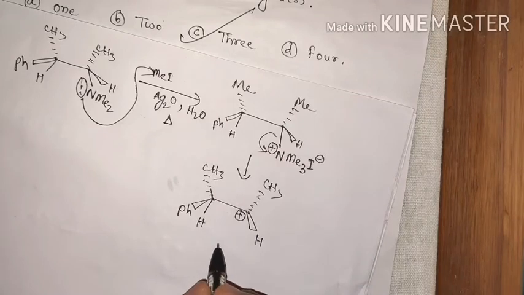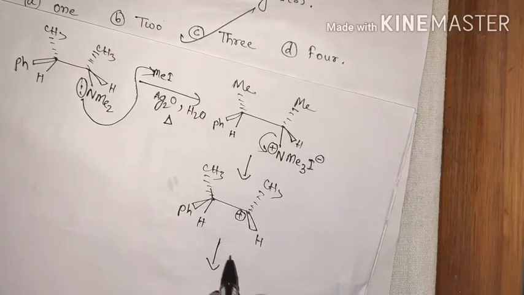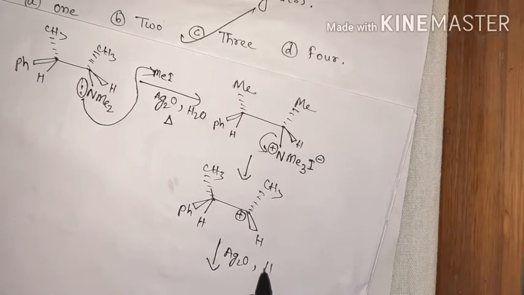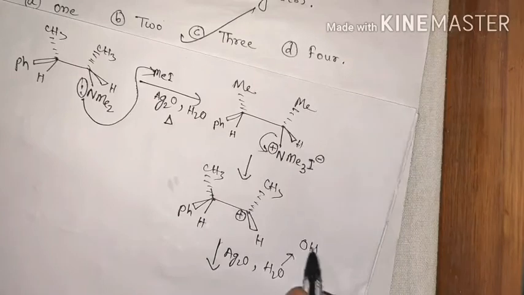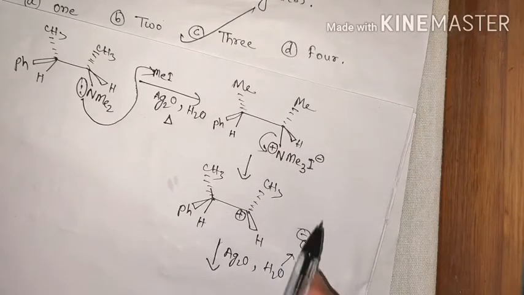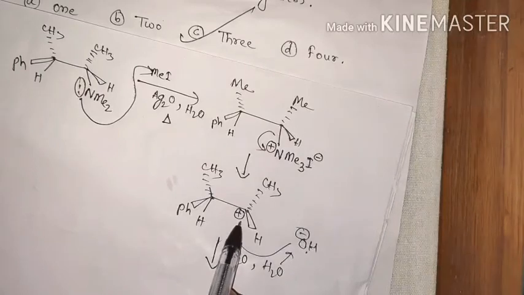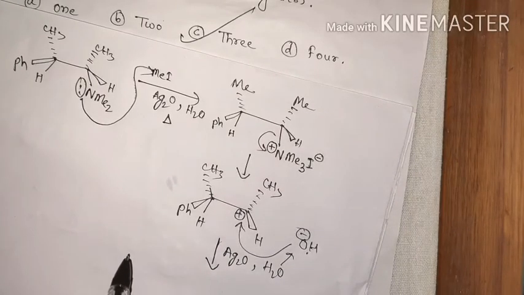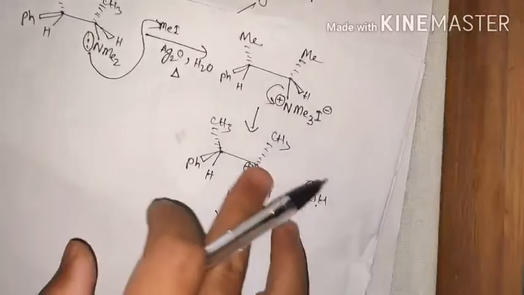So we have, in the presence of silver oxide and water, OH negative. So this OH negative will attack this electrophile, I mean this carbocation.